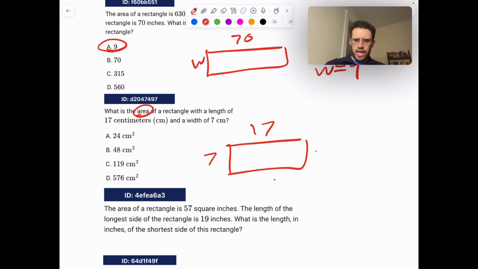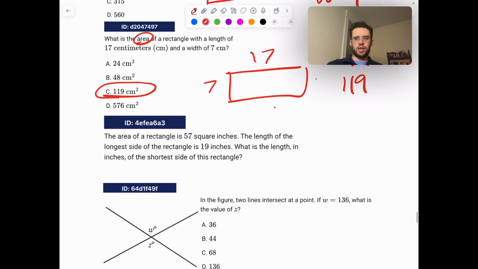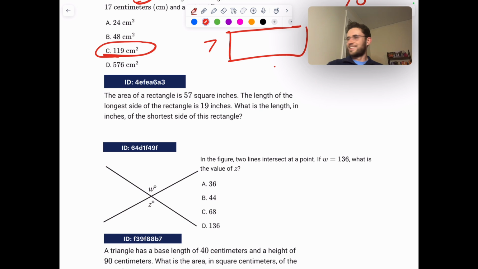7 times 10 is 70. 7 times 7 is 49. So 70 plus 49 would give us 119. So 119 square centimeters. I guess we got some Memorial Day fireworks going off.